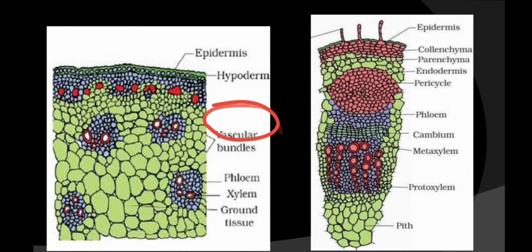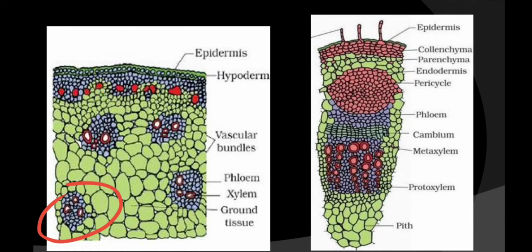So epidermis is the outermost layer, then we see the hypodermal region, then the ground tissue is there, and the ground tissue is not differentiated into the cortex, endodermis and pericycle. No such regions are there. The ground tissue is present all over the stem, and in between we see scattered vascular bundles. Okay, so these are the regions we are able to see in the monocot stem.